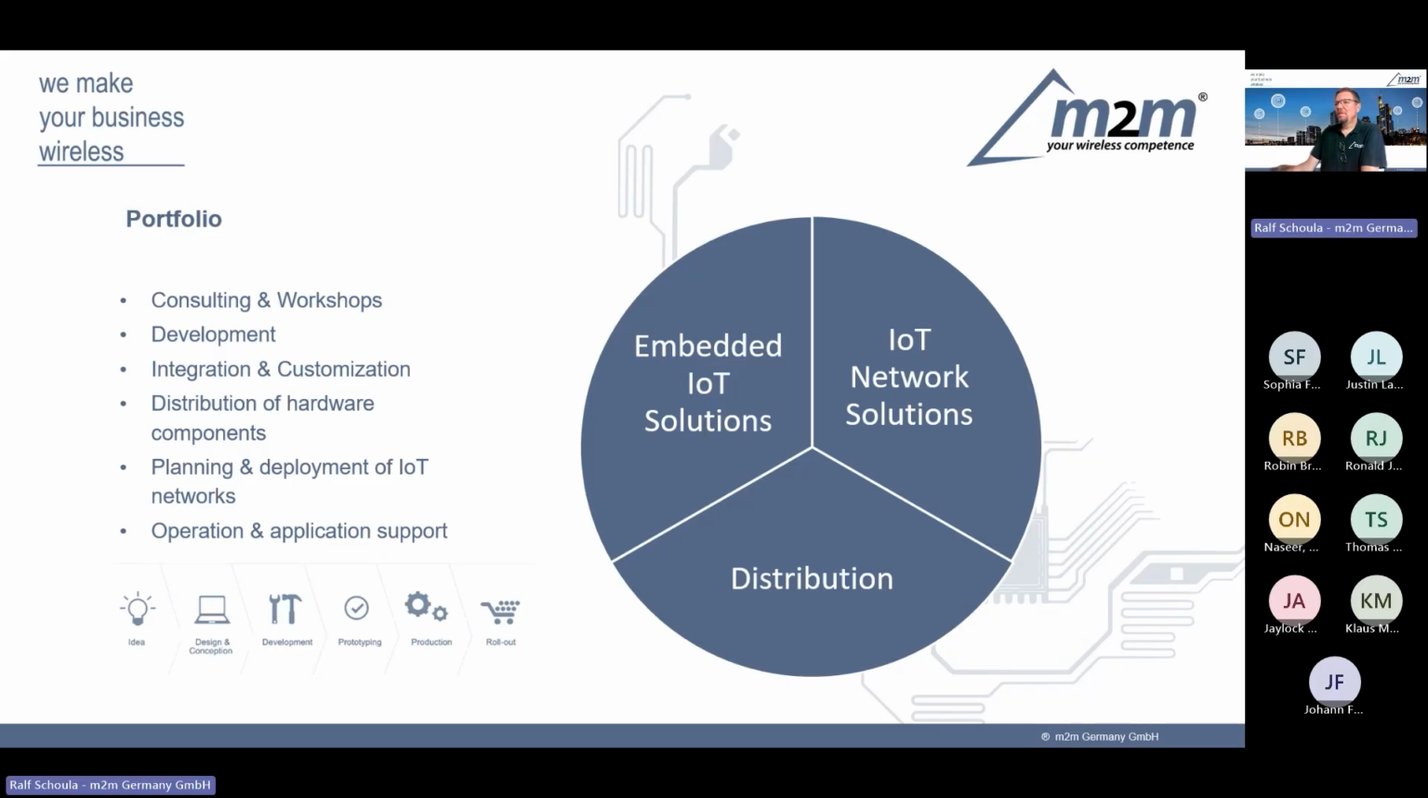We have 3 business units, as you see here on these 3 slices in the cake. Workshops are quite helpful because sometimes customers are not sure which technology fits their application. Quite often we start with a proof of concept to check very quickly if the technology fits the application, for example in terms of data volume, latency, or costs for the technology.